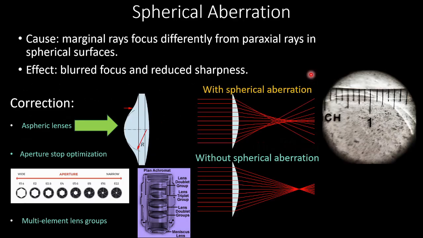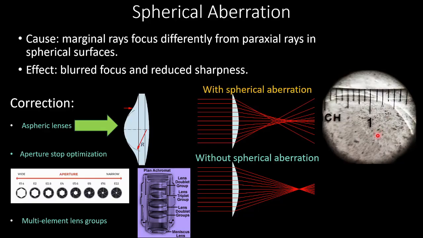Let us start with spherical aberration. This happens because spherical lenses do not focus all incoming rays to the same point. Notice the rays near the edge of the lens, which are called marginal rays, focus at a different position compared to the rays near the optical axis, called the paraxial rays. As a result, instead of forming a sharp focus, the image becomes blurred. This reduces sharpness, contrast, and image quality. A practical example is a cheap camera lens where colored images appear soft.